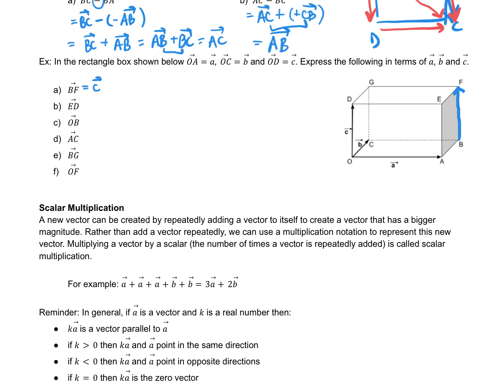Then we have vector ED. Right here, same magnitude as vector A, parallel to it but opposite direction. So that's equivalent to vector negative A. Next we have OB right over here. Now this looks like something related to vector A and B. A and B are tail to tail, and this resultant vector is the diagonal of that base rectangle. So this must be the sum of A and B.